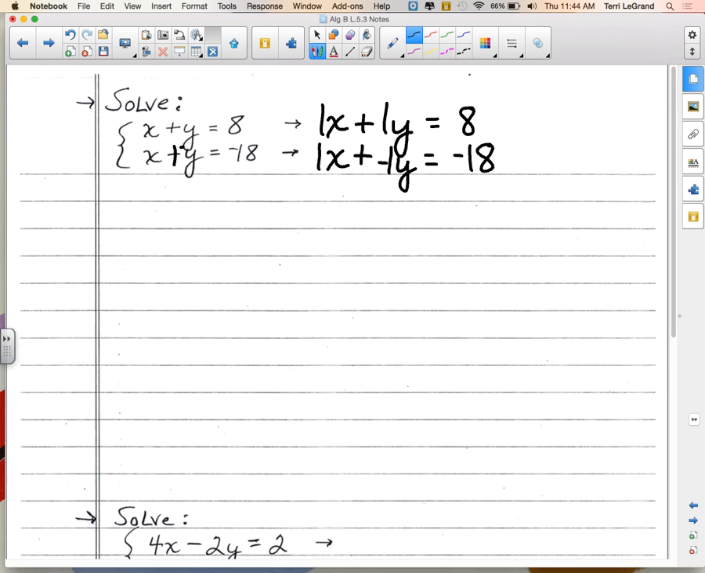Do we have opposite A values? No. Are 1 and 1 opposites? No. The B values are opposites this time, aren't they? So the 1 and the negative 1. Remember, it doesn't matter which one is. Whichever one is, we're going to say, oh, that's good. Now I can set this up and add it. So I'm going to take 1x plus 1y equals 8, and 1x plus negative 1y equals negative 18, and I'm going to set up my addition problem.